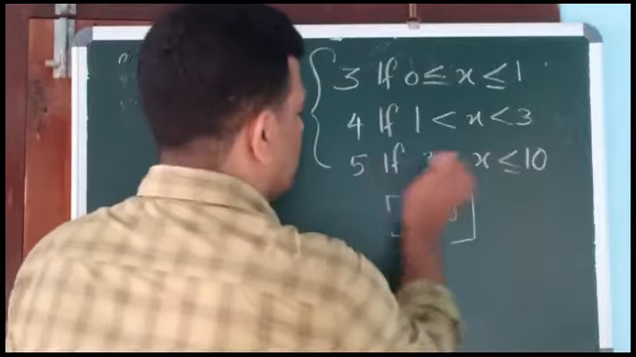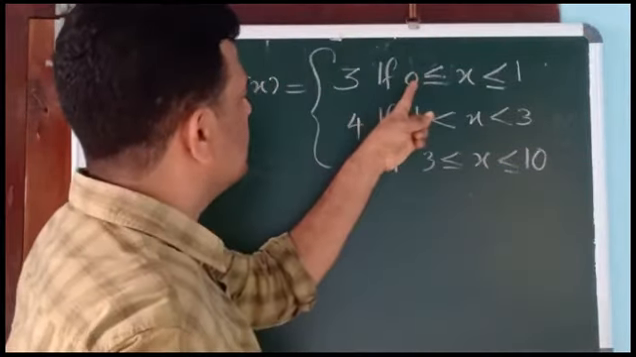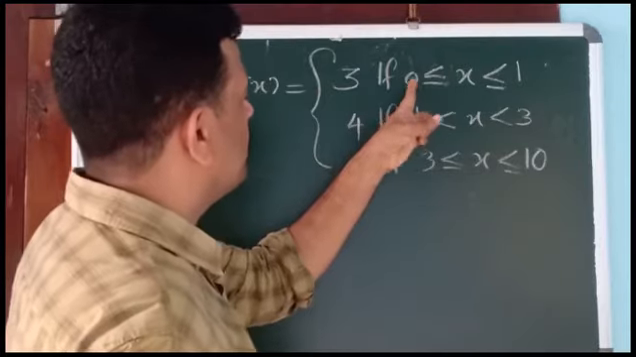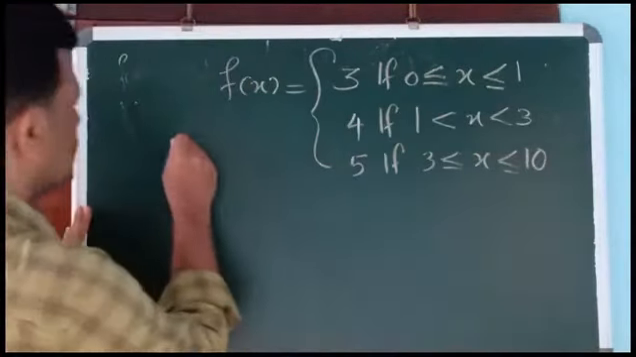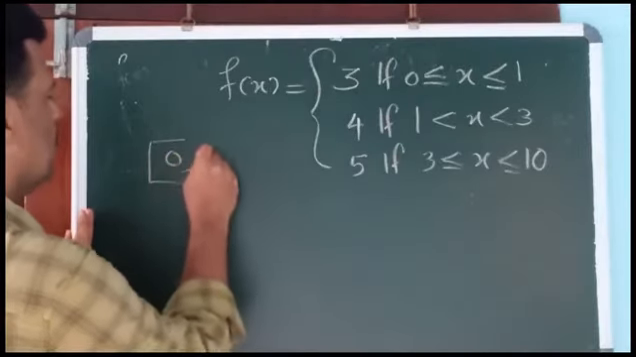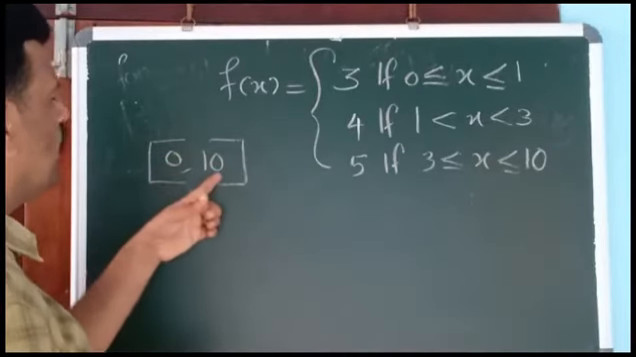First of all, let's find the domain of this function. Here we can see that this function is defined for all real numbers between 0 and 10 including both. Therefore, the domain of the function is the closed interval [0, 10]. Therefore, we have to check the continuity of the function between 0 and 10.